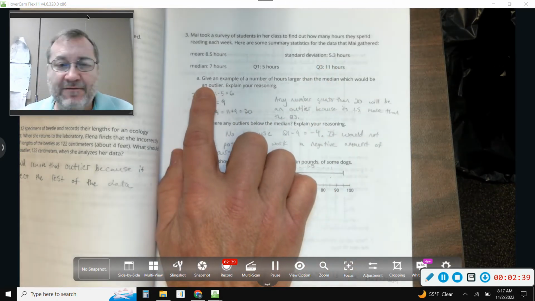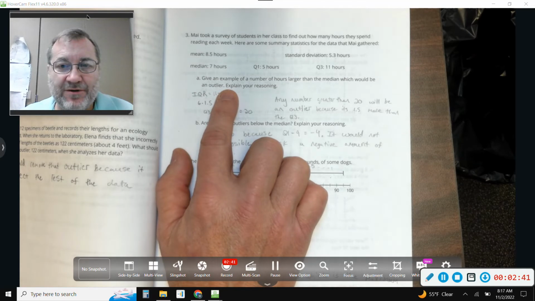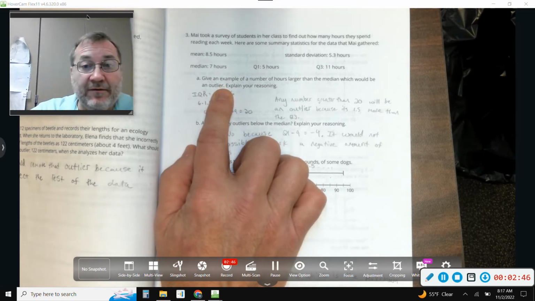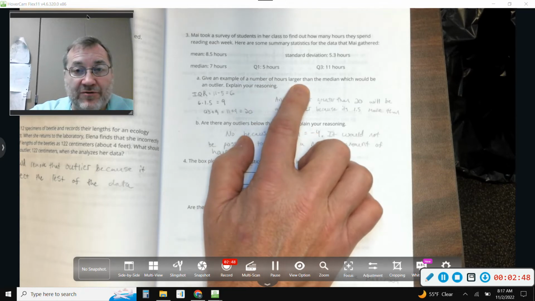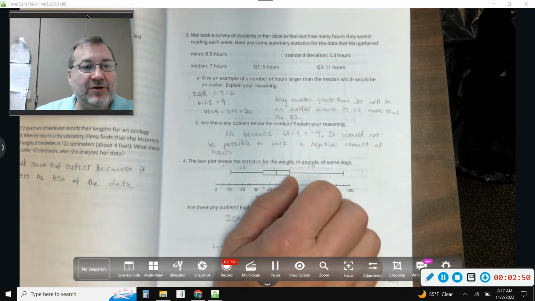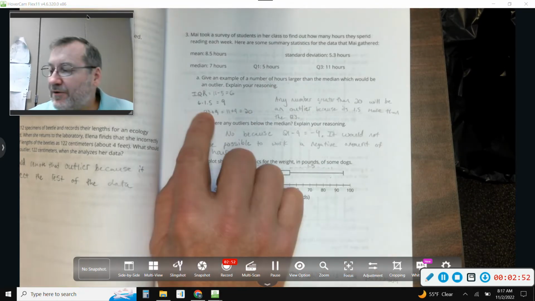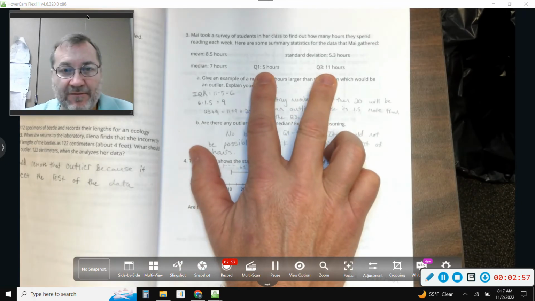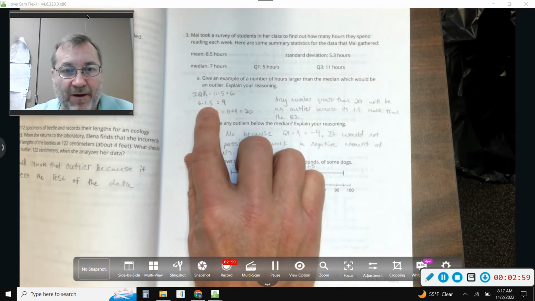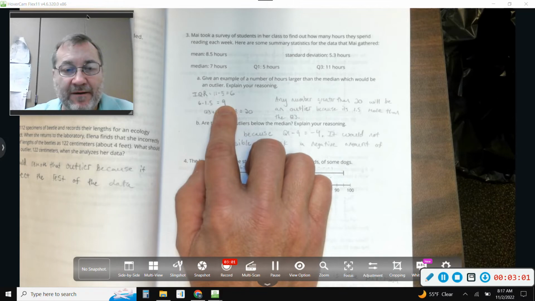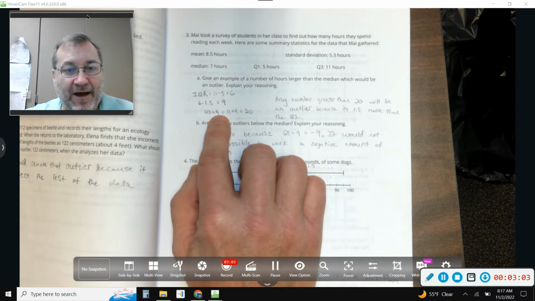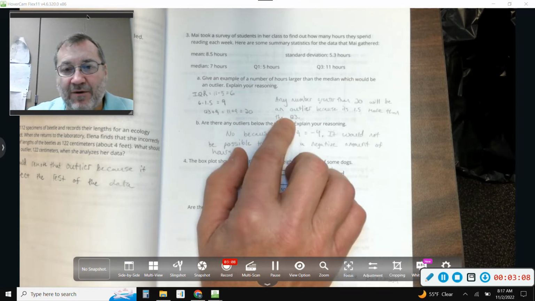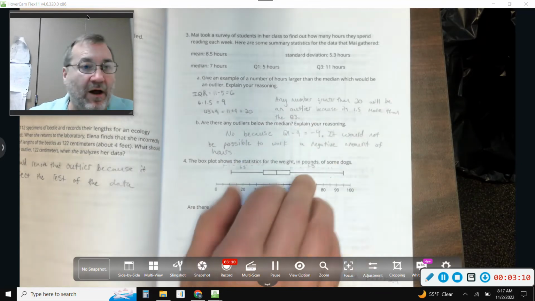Letter A says, give an example of a number of hours larger than the median that would be considered an outlier. Well, to be considered an outlier, and it's on the hours larger, you're talking on the right side, on the Q3 side. So what we're going to do is find the IQR. We just take these two numbers and subtract them. You find out that it's 6. Multiply by 1.5, and that's 9. Then you take your Q3, you add 9, so it's 11 plus 9, which is 20. So pretty much any number above 20 is going to be considered an outlier in this instance.